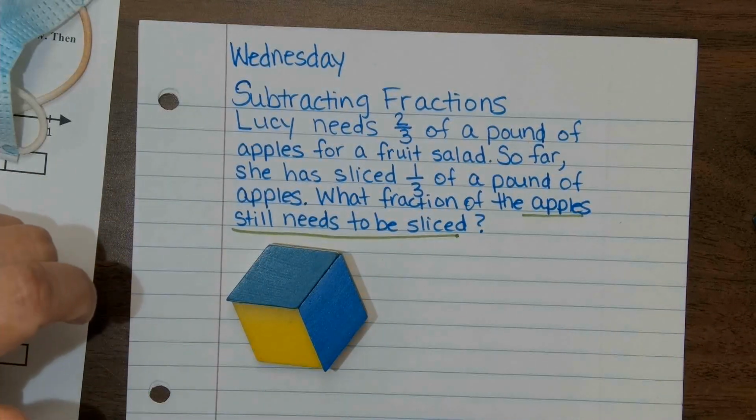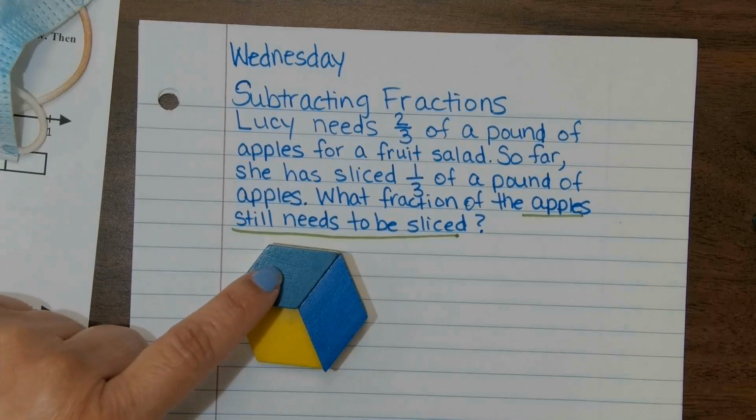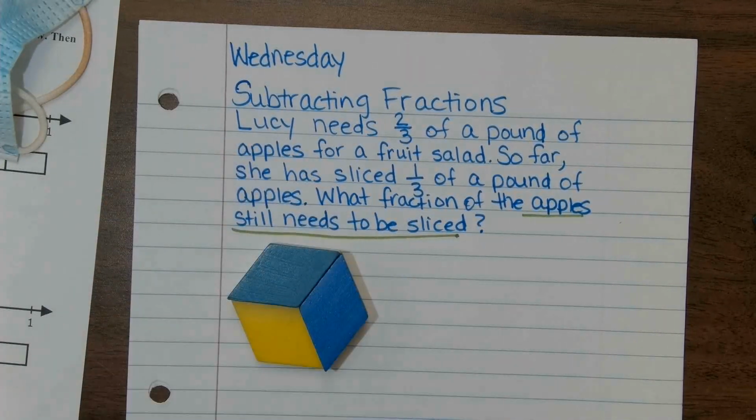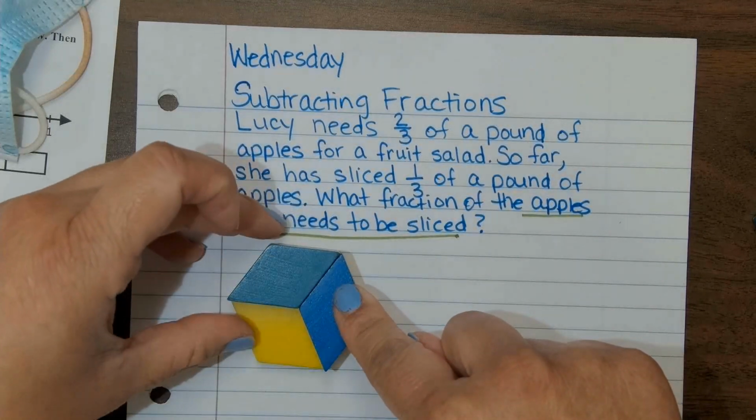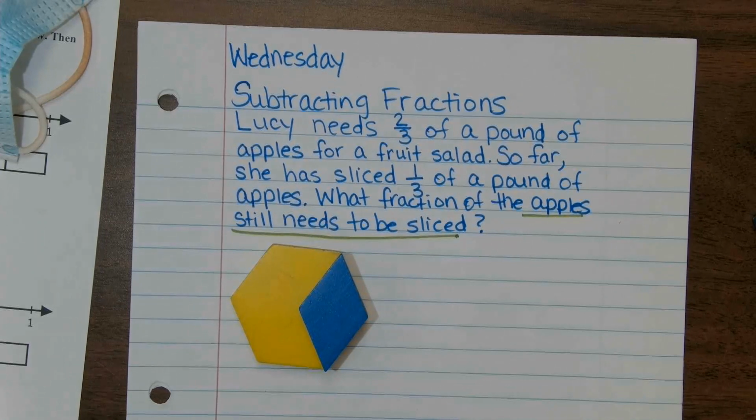So the fraction is representing what fraction? The fraction represents 2/3 of a whole. So here the 2 rhombi are representing the fraction of a pound of apples, or the amount of apples Lucy needs to slice for her fruit salad. We're going to use our pattern blocks to solve it. We know she already sliced 1. So I'm going to take away 1 to show what she has already sliced. How many does she still need to slice? Well, we have 1/3 left. So the 1/3 represents the fraction of apples that Lucy still needs to slice.